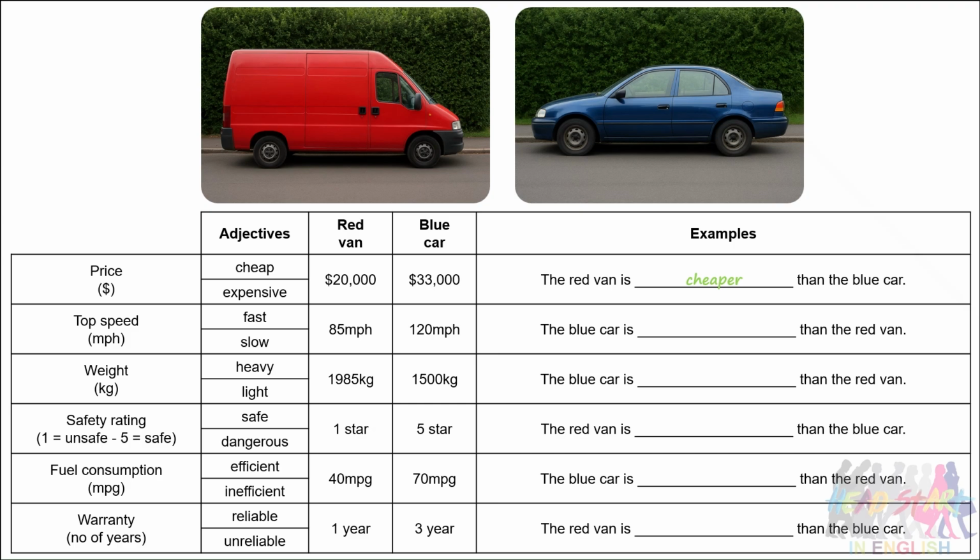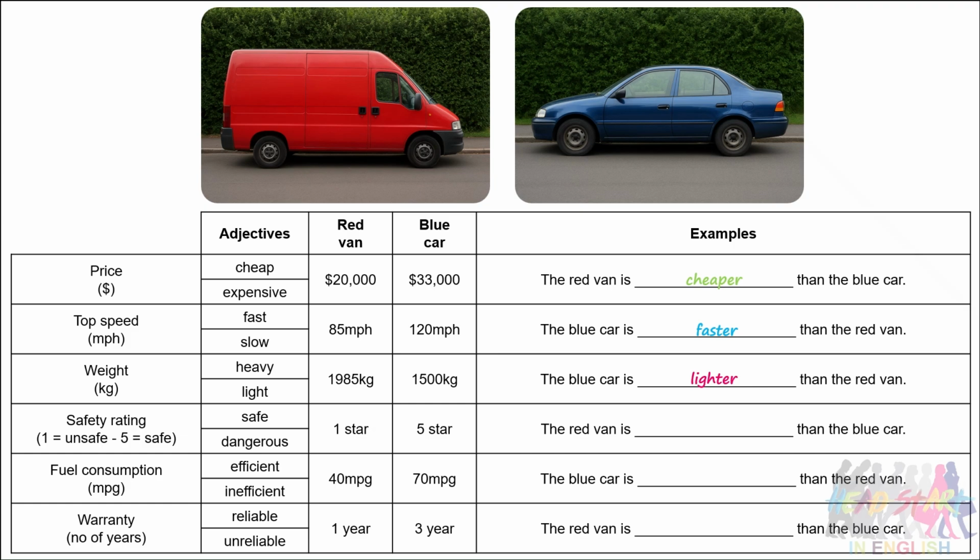Okay, welcome back. So let's go through these. The blue car is something than the red van. Well, the blue car is 120 miles top speed. The red van is 85 miles per hour top speed. So the blue car is faster than the red van. Weight, 1,985 kilos for the red van. 1,500 kilos for the blue car. So the blue car is lighter than the red van.